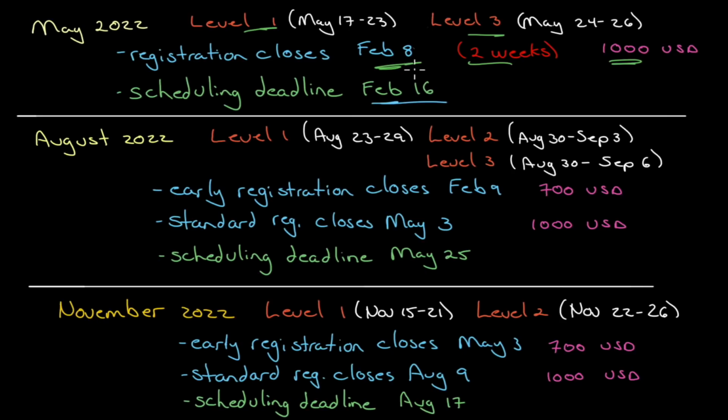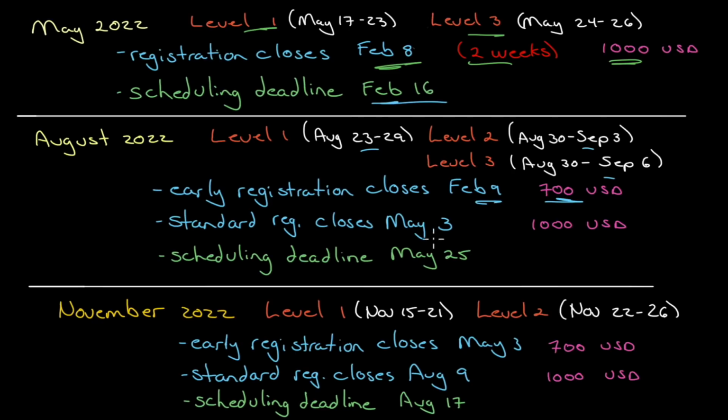Remember these dates. August, level 1, level 2, and level 3, I have the exam dates here for you. Early registration, okay, you're going to save $300. Early registration closes at midnight on February 9th. So if you know you're going to be taking August, why wait? Save yourself $300. Register before February 9th. After that, if you register on the 10th, just for the sake of one day, 24 hours is going to cost you another $300.